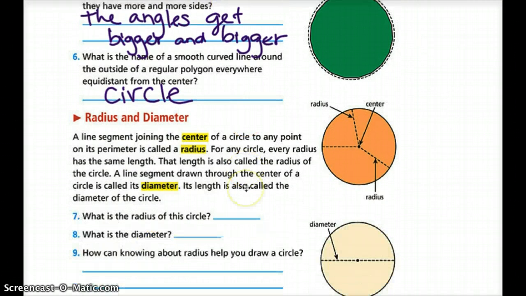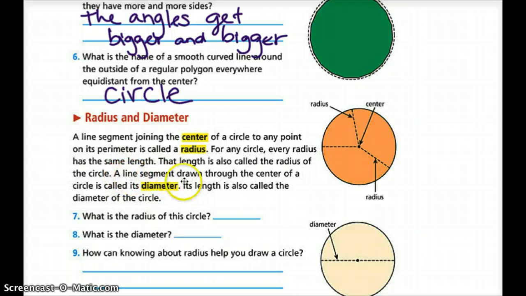Okay, so we just wrote down the definitions, but a line segment joining the center of a circle to any point on its perimeter is called the radius. So this dotted line right here is a radius. This dotted line's a radius. This dotted line's a radius. Okay, the center is the point in the middle of our circle. That length is also called the radius of the circle.